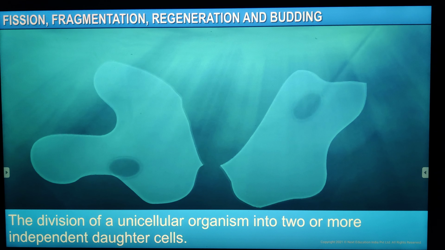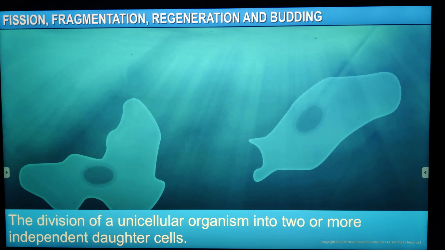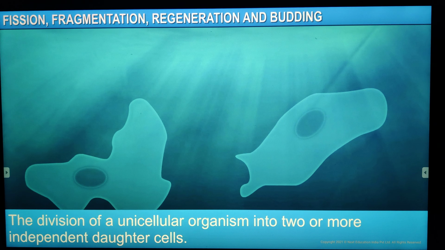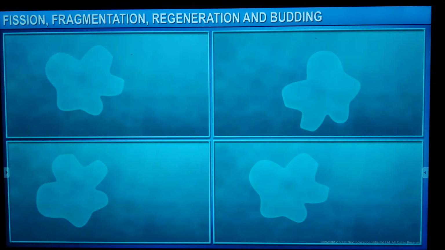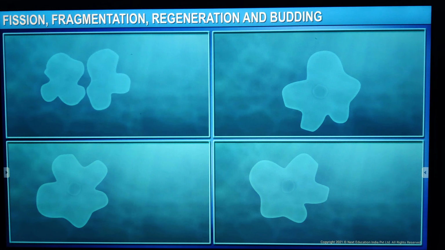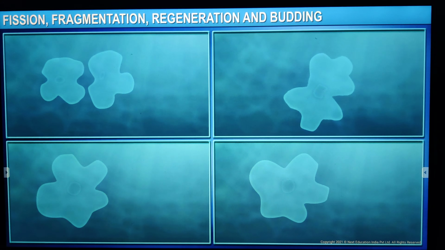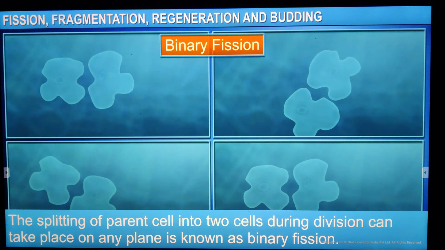Unicellular organisms like protozoans reproduce by fission. Amoeba undergoes different patterns of fission. An amoeba can split in any given plane into two daughter cells. This fission is known as binary fission.